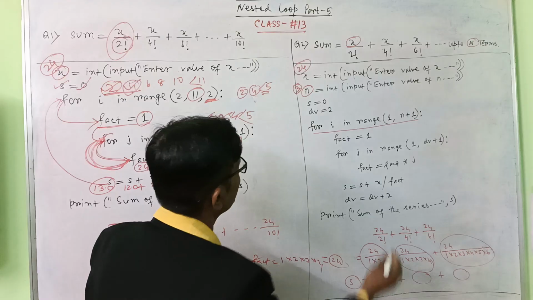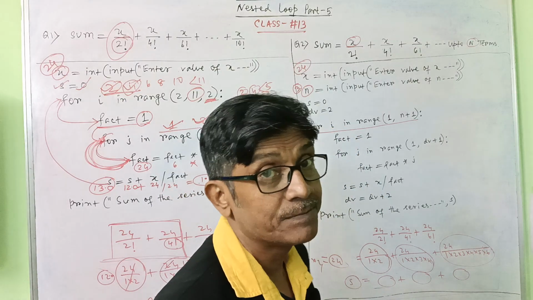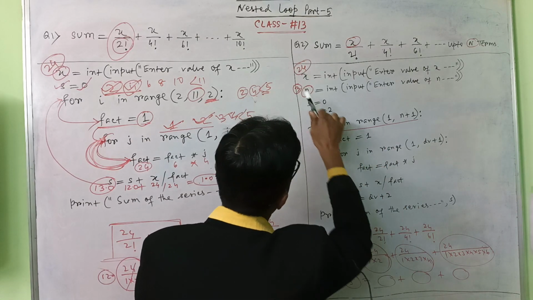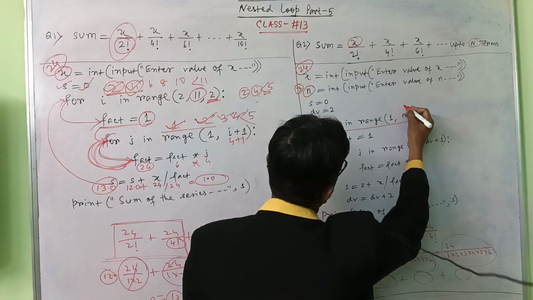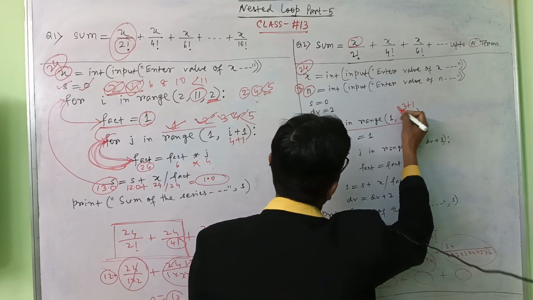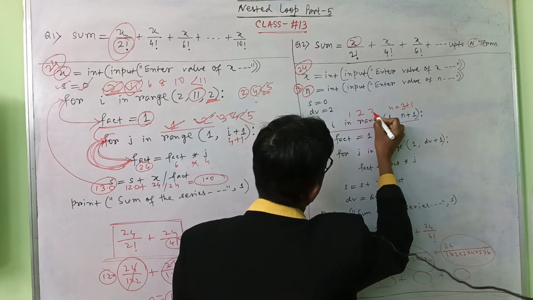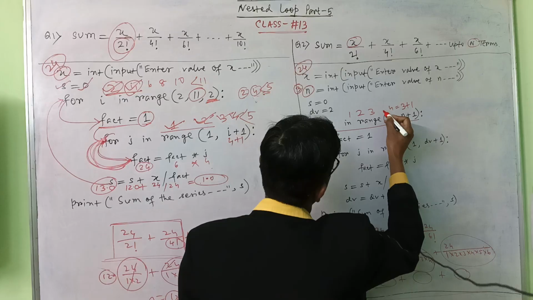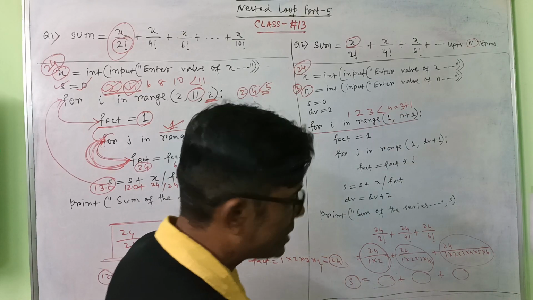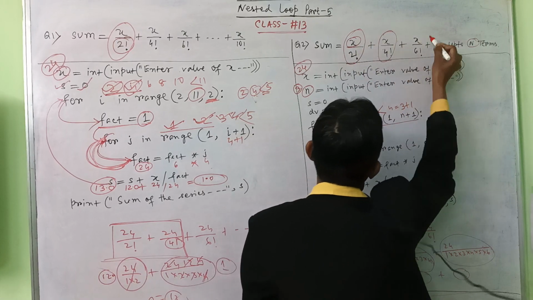So I have taken S where we will keep the result, and now you see the loop is working. If you take n equal to 3, it will be 3 plus 1, that means 4. What is this 4? That means 1, 2, 3, this is less than 4. So you can understand which are the three terms. These three terms we are calculating, this one, and this one.